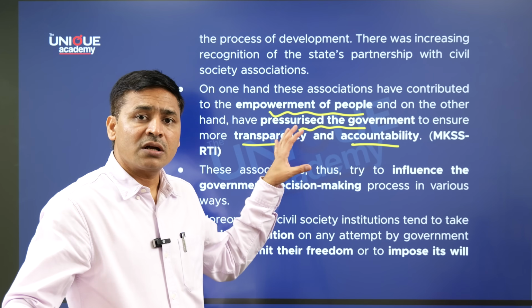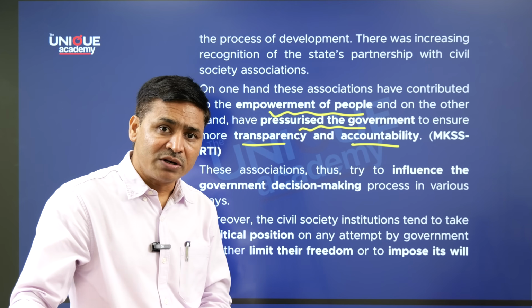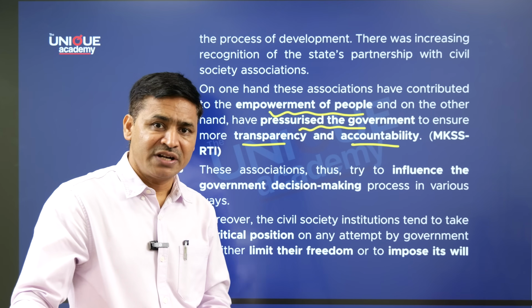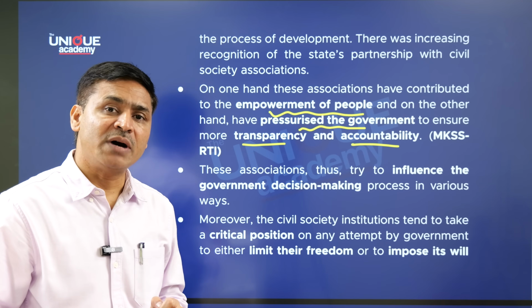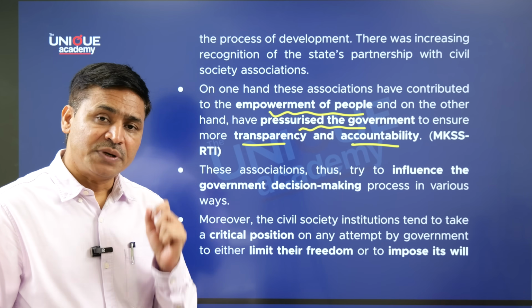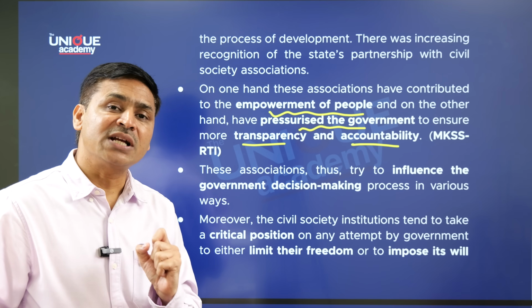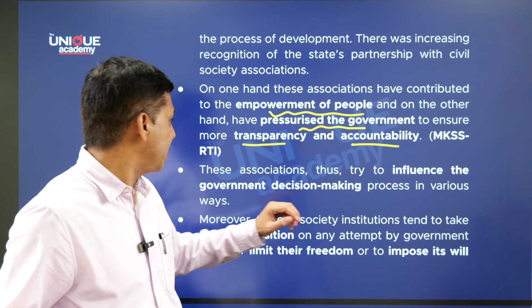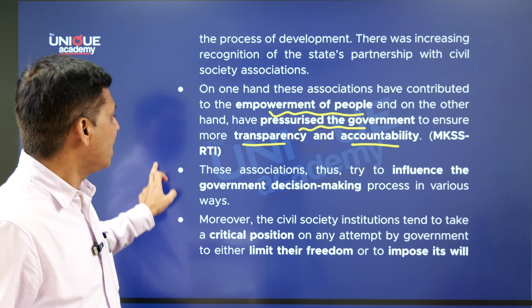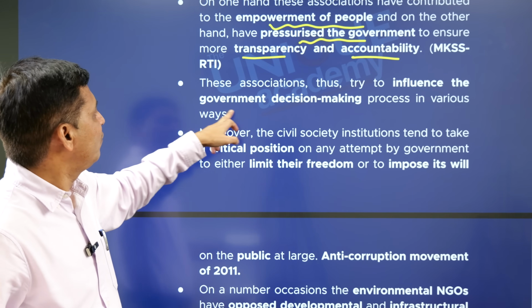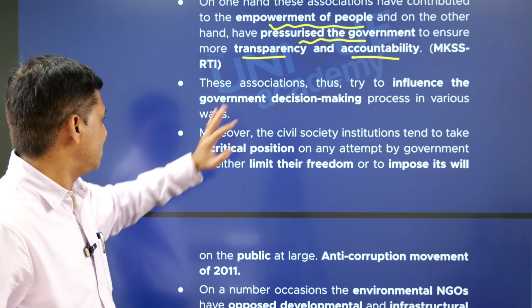In what way has it empowered the people? By creating awareness, and so on and so forth. But then there is another important role played by civil society, that is pressurizing the government for more and more transparency and accountability. And we have referred to one example, that is the Right to Information Act and the MKSS role. These associations thus try to influence the government decision-making process in various ways.